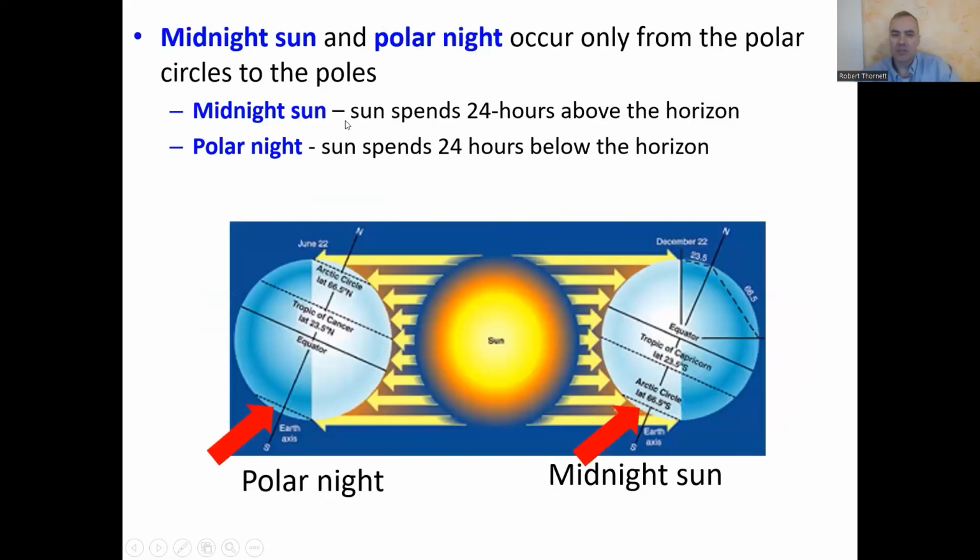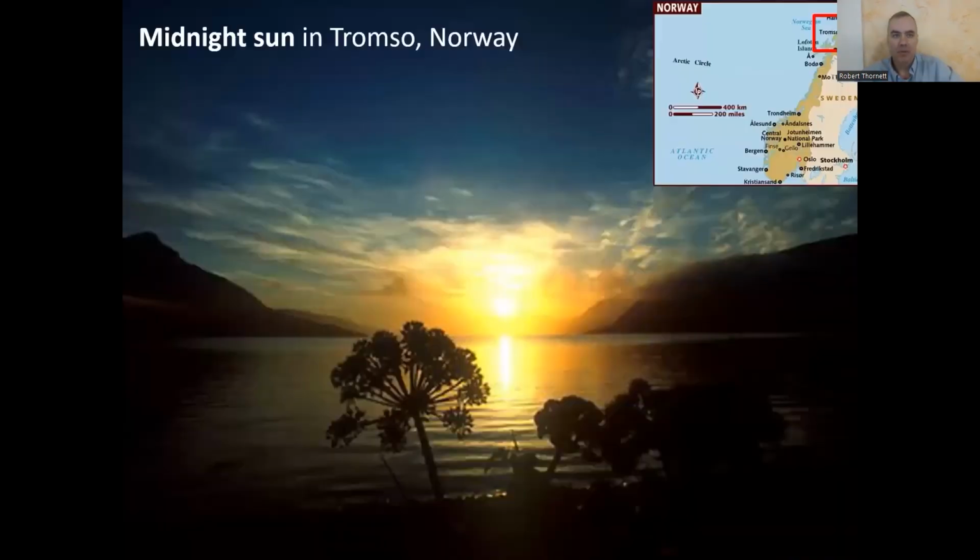Midnight sun is when the sun never goes down, meaning for 24 hours a day, you can still see the sun out there on the horizon. It never goes over the horizon and sets. Polar night is the opposite. It's when the sun never comes up. When you go 24 hours and the sun never comes up over the horizon. So here's an example of midnight sun up in Norway. And this sun will never go down during the day.